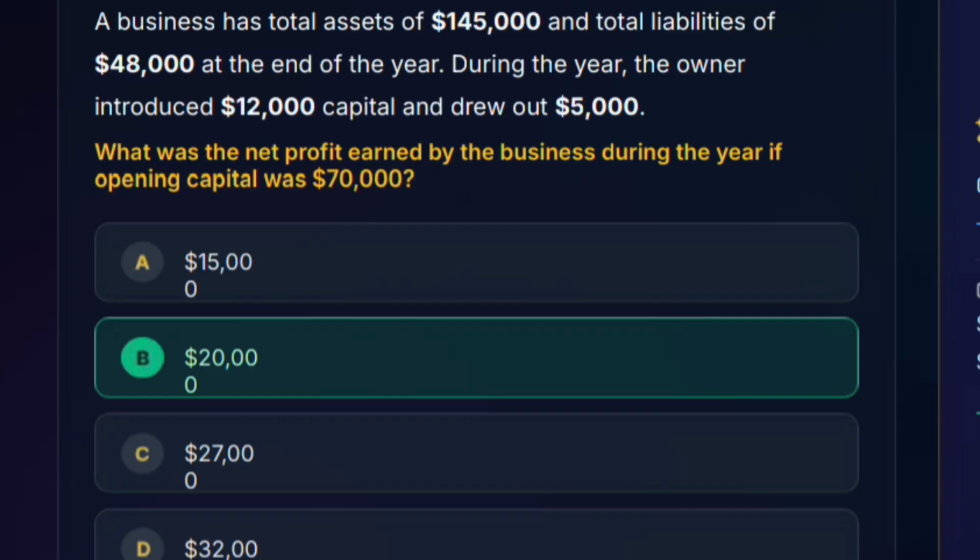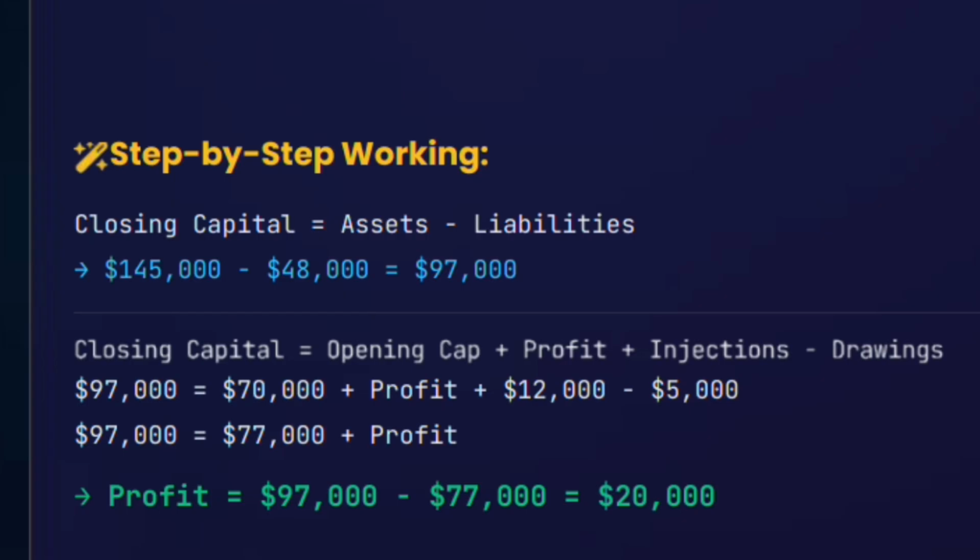At the year end, total assets are $145,000 and liabilities are $48,000. Our step 1 will be to find closing capital using the assets minus liabilities formula. The assets are $145,000 and the liabilities are $48,000. After subtraction we will get $97,000.